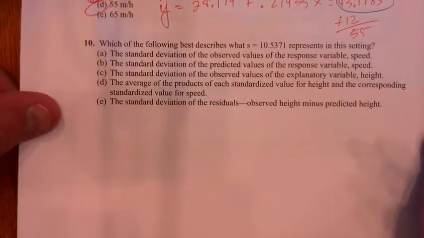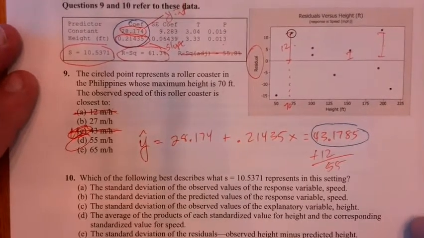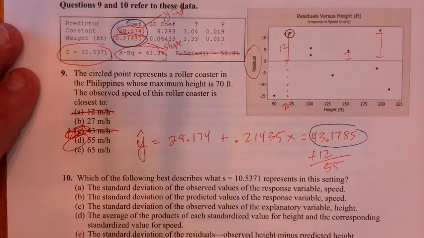Now, I've already said what that is, and I apologize. We never talked about that in class. We were going to do that when we came back. But S is the standard deviation of the residuals. And the residuals, remember, is the observed minus the predicted.